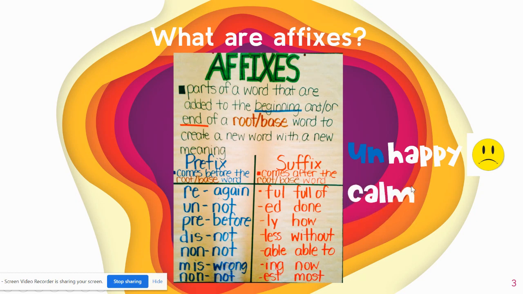Let's try another one. I have the word calm. We know that means peaceful, relaxed. We feel very calm when we do mindfulness in our classroom. If I add the suffix ly to it, that means how. So I could say how I did something, I did it calmly. So maybe I went on a walk today with Rico and I did it very calmly.